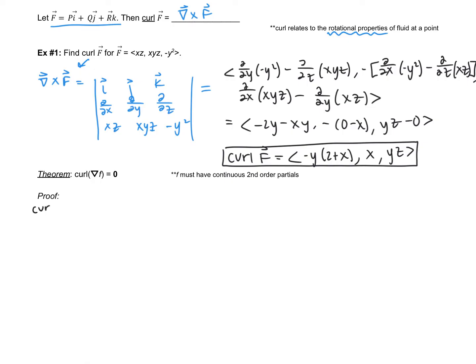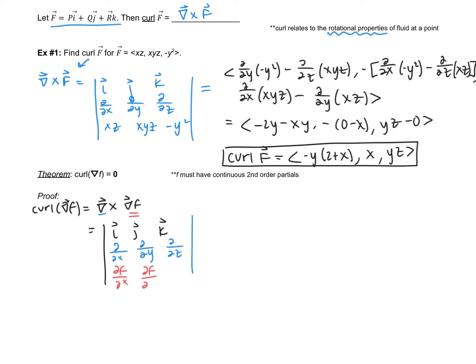We're going to start with the curl of the gradient of f. Curl is the gradient crossed with whatever we're taking the curl of. So if we set this up, that x is a cross product, not the variable x. If we set this up, we're going to get i, j, k. Then our gradient operator is the partial with respect to x, the partial with respect to y, the partial with respect to z. And then the gradient of f is the partial of f with respect to x, the partial of f with respect to y, and the partial of f with respect to z.